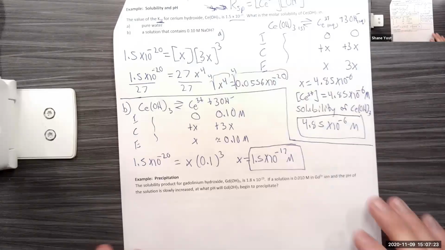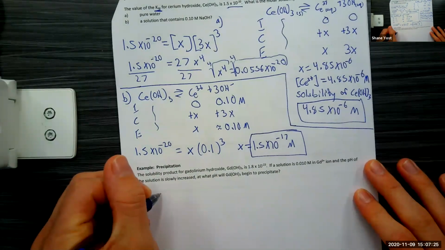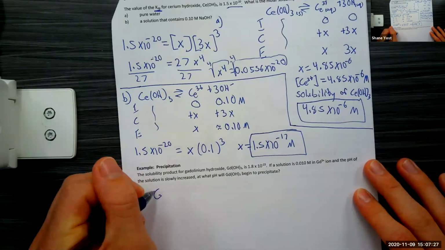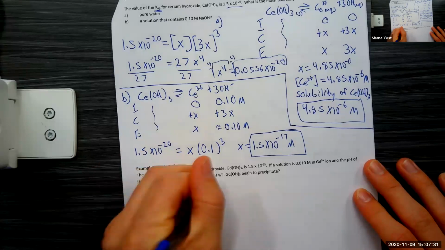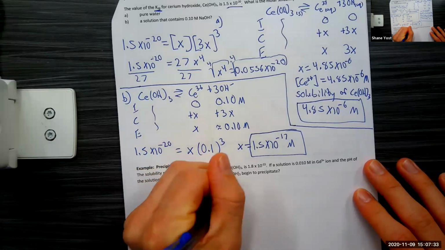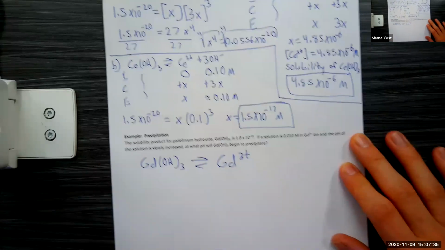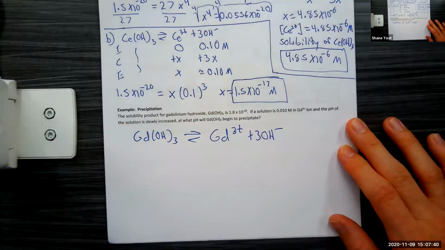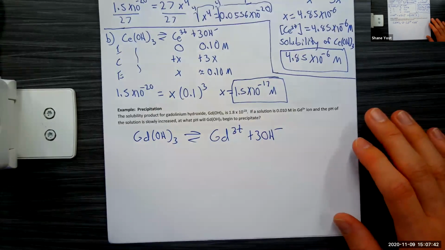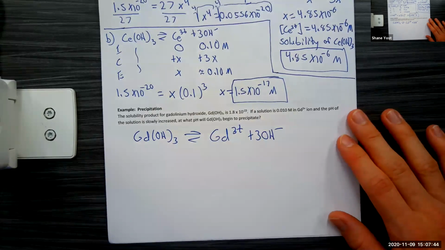And so what we want to be trying to solve here is for GdOH3. Okay, we have our equilibrium reaction, Gd3+ plus 3OH minus. Okay.